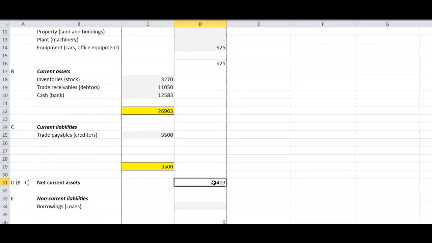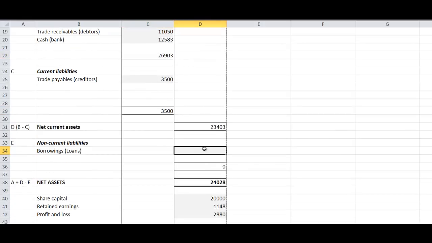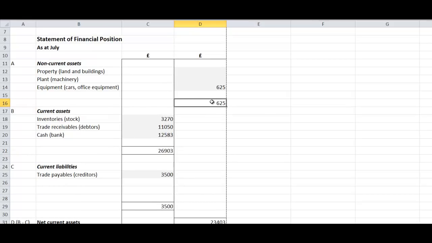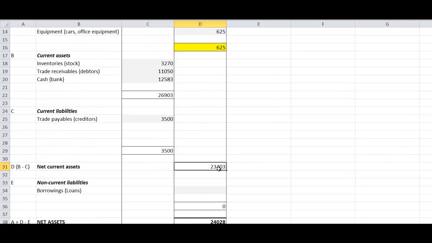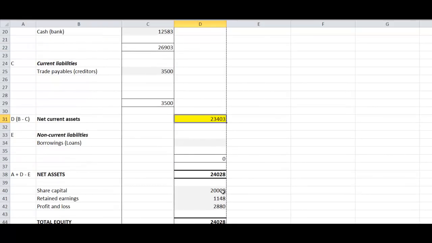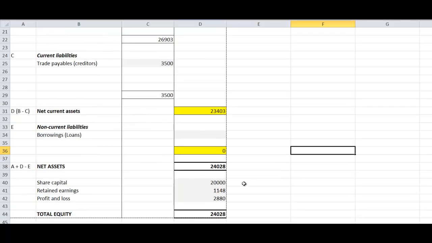Now we then need to do a subtotal of net current assets, which is the difference between A, 26,000 current assets, B, and C is 3,500 for current liabilities. So the difference between those two would give us 23,403. Next we have loans, where there isn't any for this particular month, and our net assets is the sum of our non-current assets, our net current assets, and our non-current liabilities, which we don't have this month. So it's just the sum of those two areas to give us our net assets.